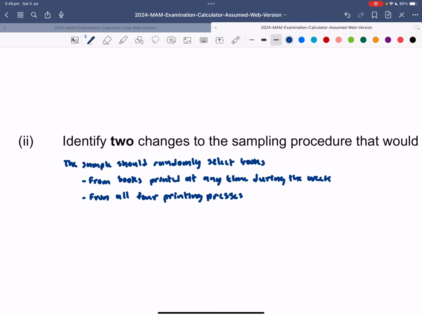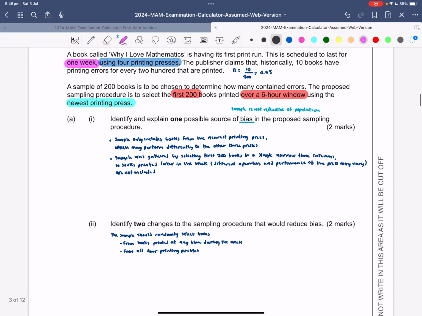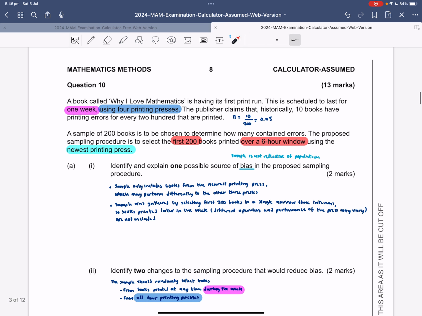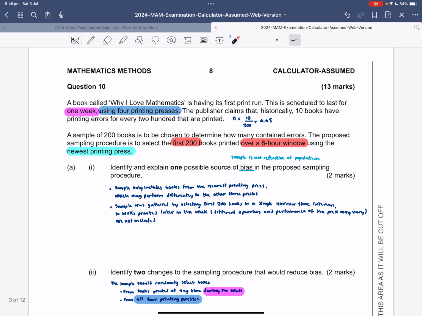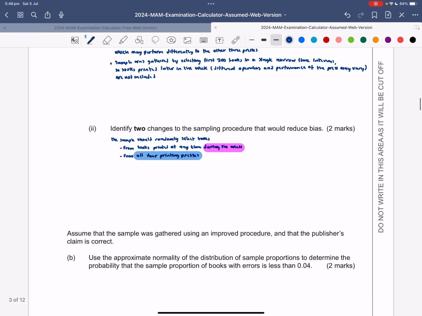So with all these questions on sampling and bias, I highly recommend being reflective of the text, or the information they give us. So one of them was we had to reflect that we're going to look at any time during the entire week and from all four printing presses. There you go, as per the question. If we're trying to figure out the proportion of books that have errors across an entire week across 4 printing presses, then really we should be selecting our sample from all of that.